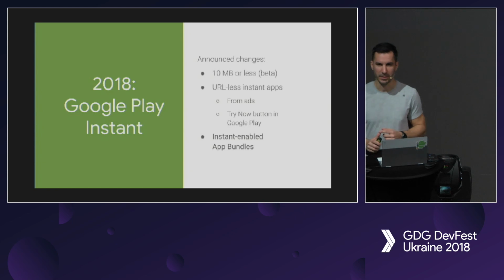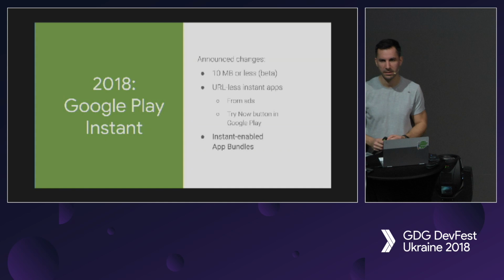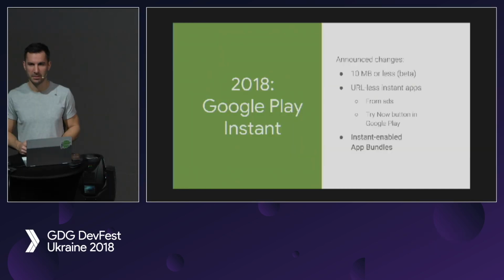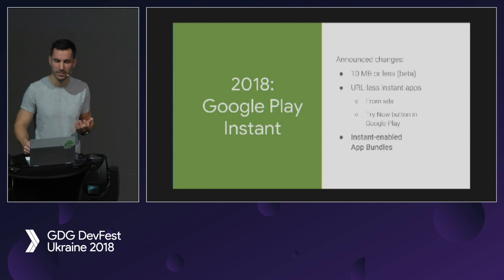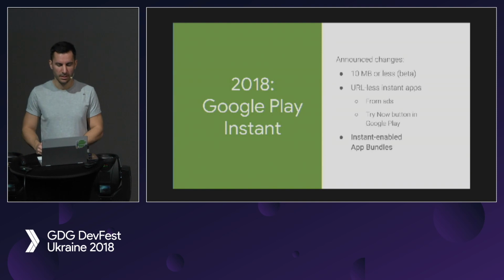So one of the changes we're making is that we're experimenting with a 10 megabyte limit. It's currently in beta, only under a whitelist, but you can apply for it. So that you don't have to make your apps as small as 4 megabytes. 10 megabytes might be a more reasonable limit. We'll see how it works out.